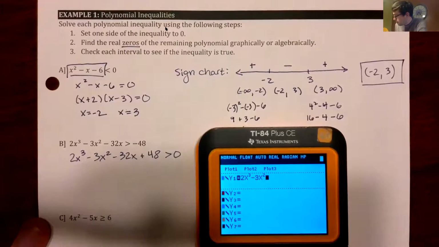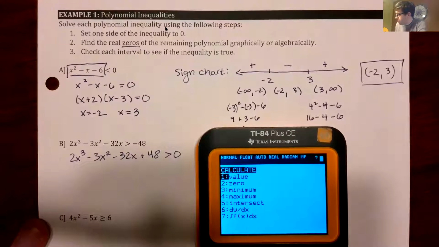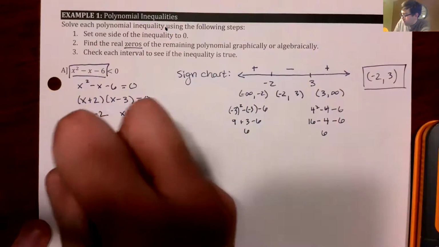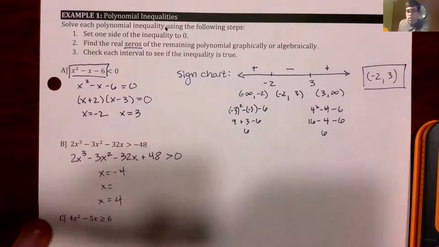So I'm going to type this in here and graph. And we're looking for the zeros. Okay, it looks like there's one at -4, something between 1 and 2, and at 4. So let me just check the table. Yep, there's -4 and there's 4. Those are both at 0. So we have x equals -4. There was something in the middle, and then there was a 4.